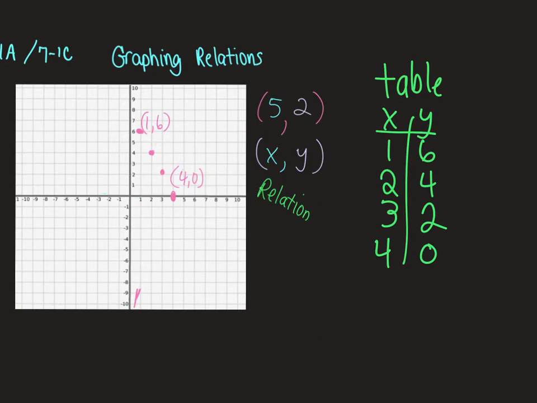So a table has an x side and a y side, and it's just going to list all of the x numbers. The y column will list all the y values, but if you read it sideways, they're like ordered pairs. So 1, 6 is like this dot right here, 1, 6.